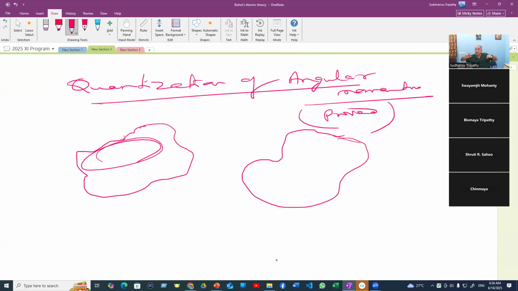Straight line, it is also moving in a wave motion, wave nature, wave pattern. But the electron is moving in a circular orbit.